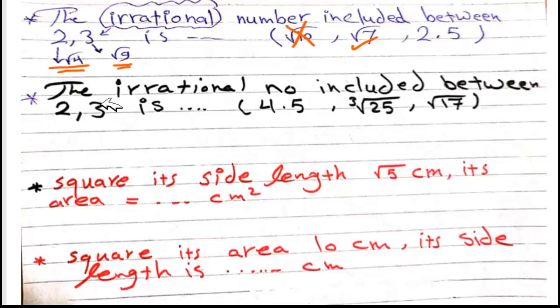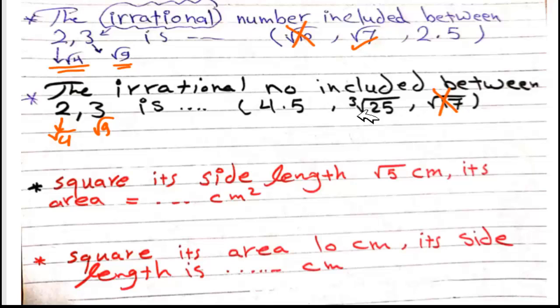But here I have cube root and I have square root. Okay, let's take the 2 steps. First one, root 4 and root 9. Root 17 is after root 9, so I can't take it. I want a number between them.